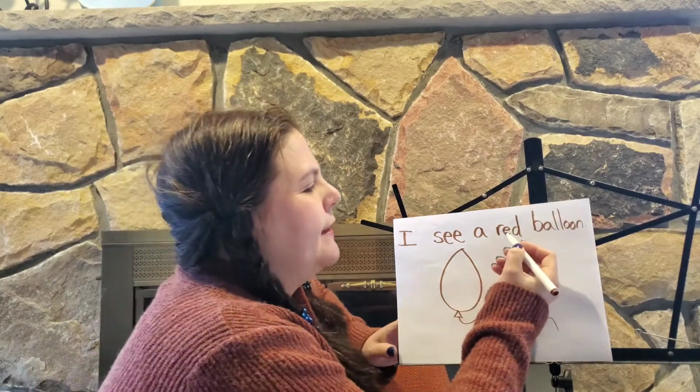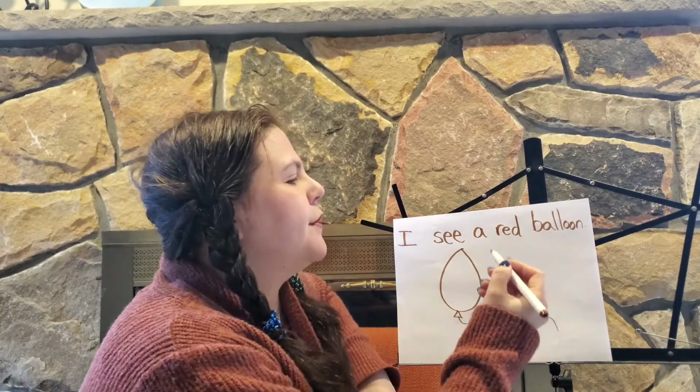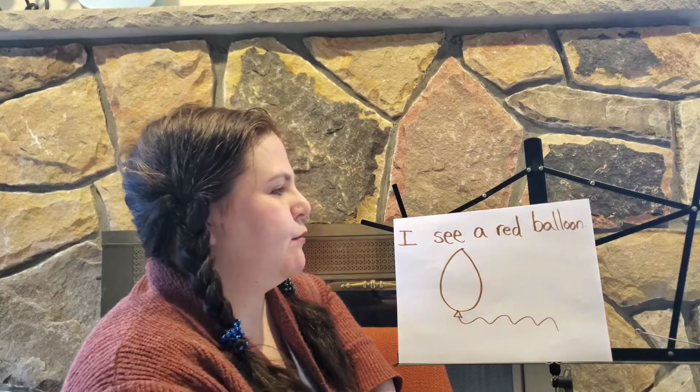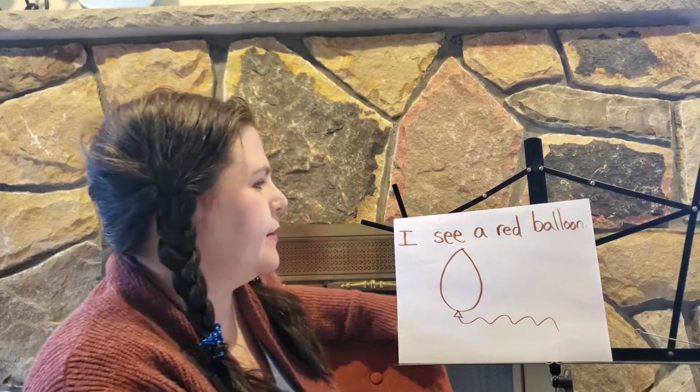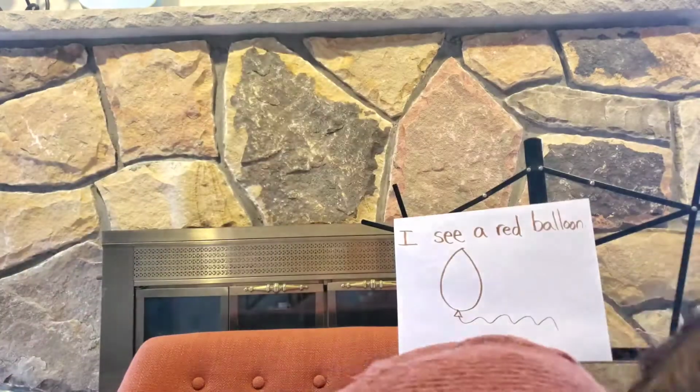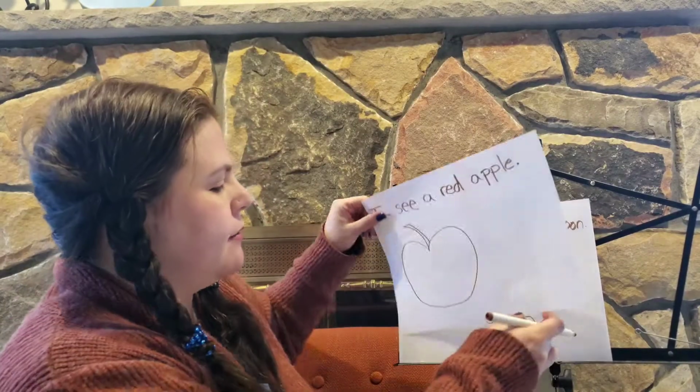R-E-D, red. And that could even be a new sight word for you. Your grown-up could write it on a card. R-E-D, red. And you can clap it out. You know how to do that. So far, let's read our book. This is good for reading and writing.